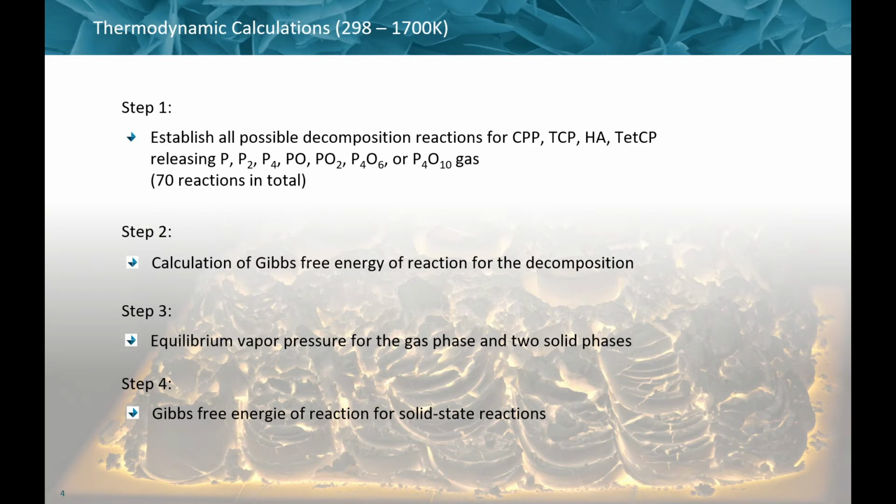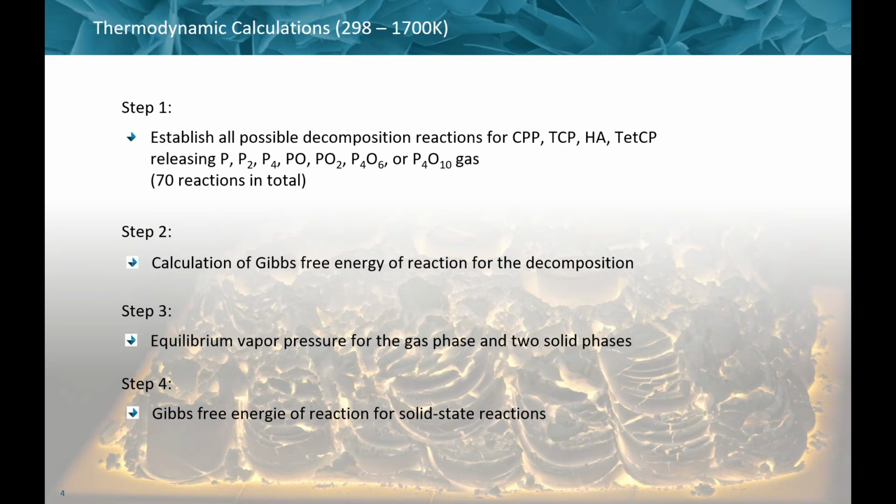releasing the gaseous species P, P2, P4, PO, PO2, P4O6, or P4O10. This resulted in a total of 70 possible decomposition reactions. In the second step, we calculated the Gibbs free energy of reaction for all these decomposition reactions. In the third step, we calculated the equilibrium vapor pressure for the gas species in equilibrium with the two solid phases involved in the decomposition reaction.